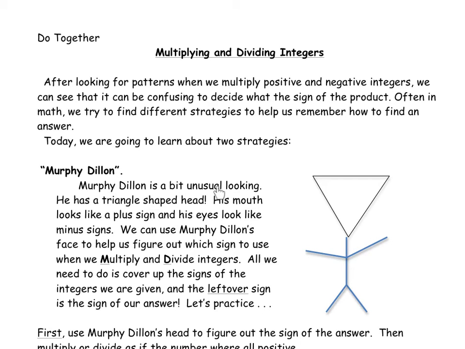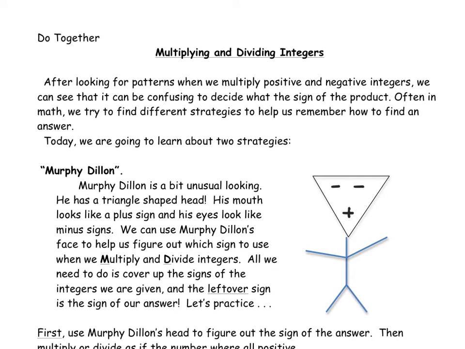Murphy-Dillon is a bit unusual looking. He has a triangle-shaped head. His mouth looks like a plus sign and his eyes look like minus signs. So let's draw that. His mouth looks like a plus sign and his eyes look like two minus signs. So would you please draw Murphy-Dillon's head?